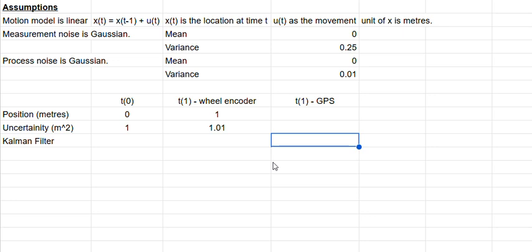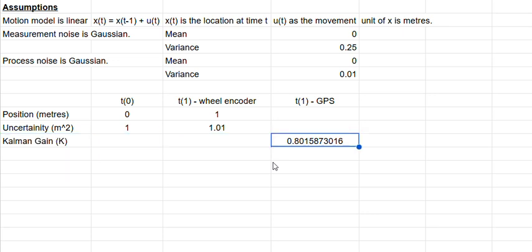So for that, we need to take the uncertainty which you have here, and divide it by this uncertainty plus the variance that can be coming from the measurement noise. And that will be the equation for the Kalman filter gain. So this is my gain, let's say it as K. K is standing for the gain.